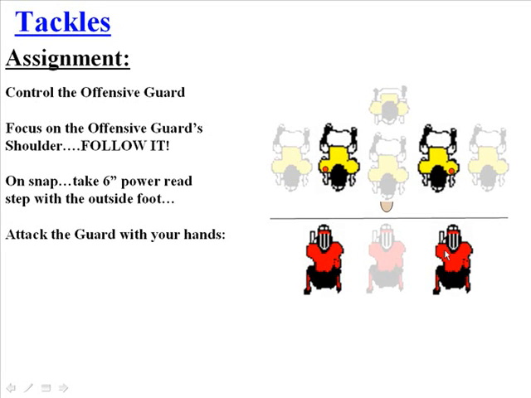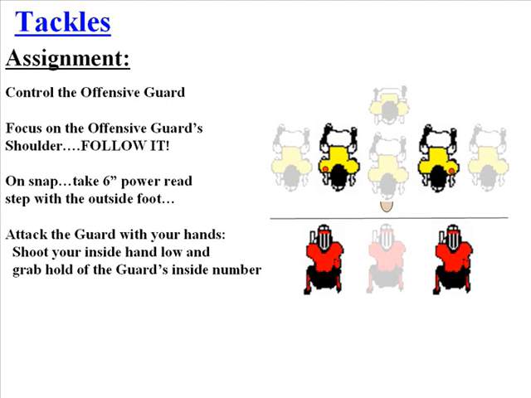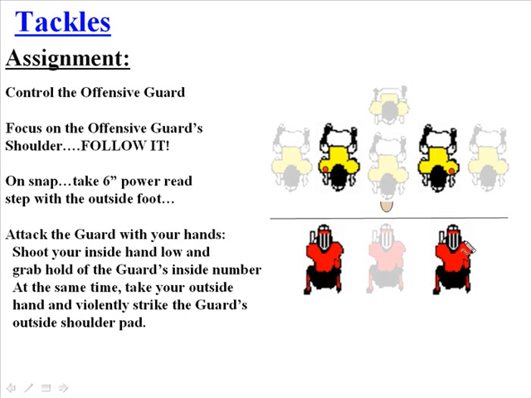You attack the guard with your hands. With your hands. Now, what do we mean by that? What are you going to do with your hands? Well, you're going to take your inside hand. Let's go over here. You have another little hand here. Okay. And you're going to take your inside hand and shoot it up and grab a hold of the jersey where that guard's inside number is. And you're going to take your outside hand and strike his upper arm or his upper shoulder pad. So one hand is low on the inside number. The other hand, you're hitting hard on this upper shoulder pad, that shoulder you're attacking there.